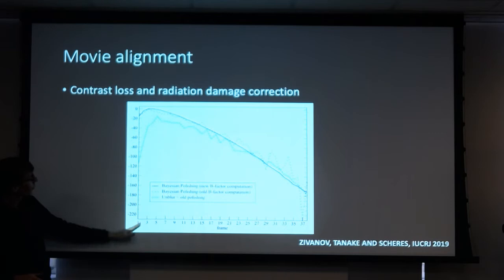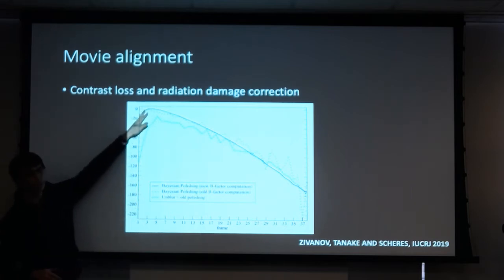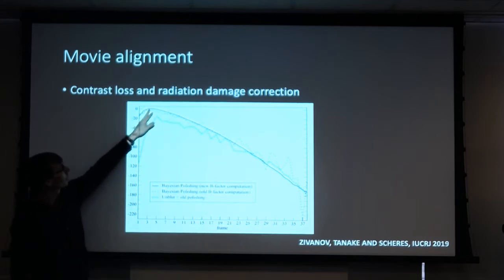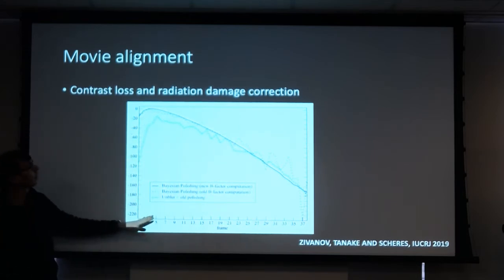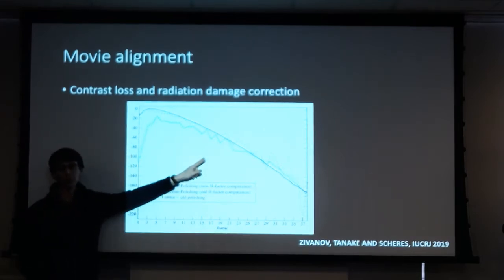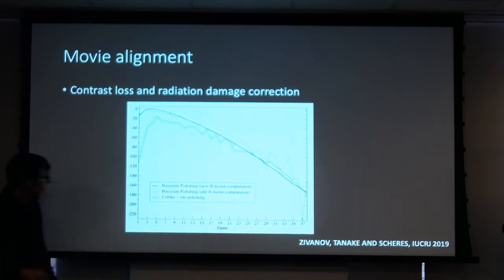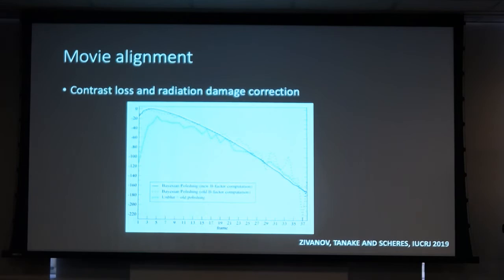And so you see that the first frame gets a little bit of dampening. That's due to the very fast movement that you have in your initial frames. And then it almost doesn't dampen, let's say at frames 3 to 5, and then it starts dampening the high resolution more and more as you progress because of the radiation damage. Okay, so that's for movie alignment, the different ways of aligning movies.